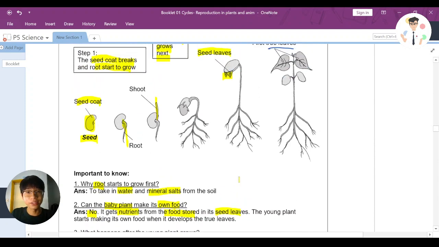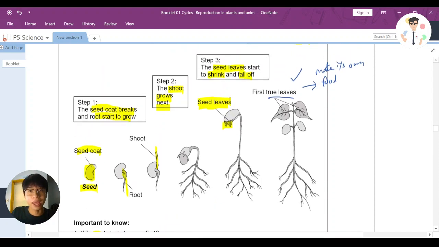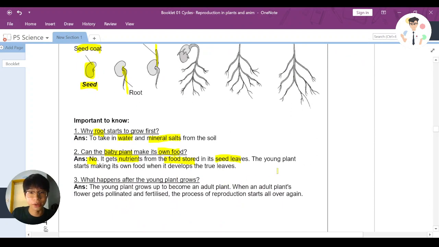Now, again, these seed leaves are actually quite important. Why? Because the plant gets nutrients from the food stored in here, okay? However, these will shrink and fall off so that the true leaves can grow and make their own food. So the young plant starts making its own food when it develops the true leaves.